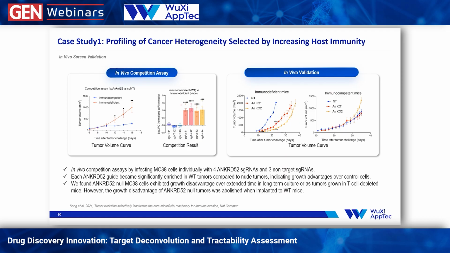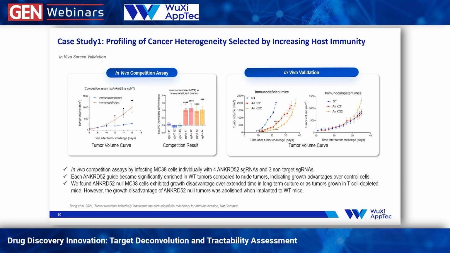So now we have our potential candidate gene, ANKRD52, and we want to perform in vivo competition assays and also in vivo validation assays to make sure we actually identify some promising hit genes from our models. In order to do this, we designed 4 different individual ANKRD52 sgRNAs together with 3 non-target sgRNA controls to perform these assays.